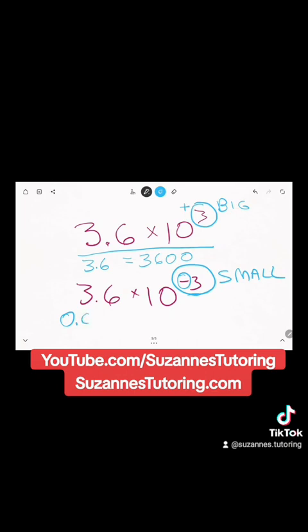So it's going to be 0.0036, which is a teeny tiny number because the negative is involved. Because see, you had this decimal right there and you went 1, 2, 3. And so that makes it 0.0036, this teeny tiny small number. And that's what the negative means. And that's all scientific notation means.